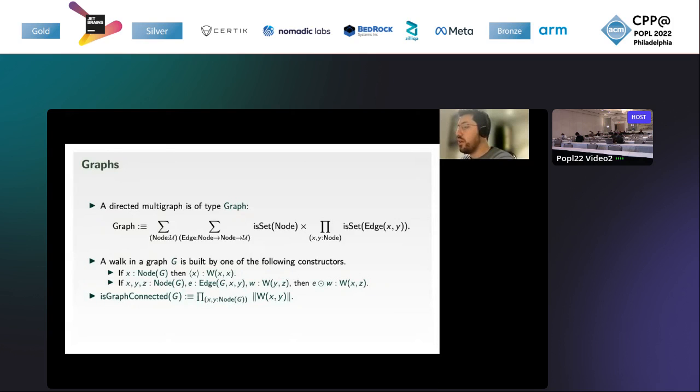In this way, we can define what it means for a graph to be connected. This is the fact that for every pair of nodes, there merely exists a walk to connect them.